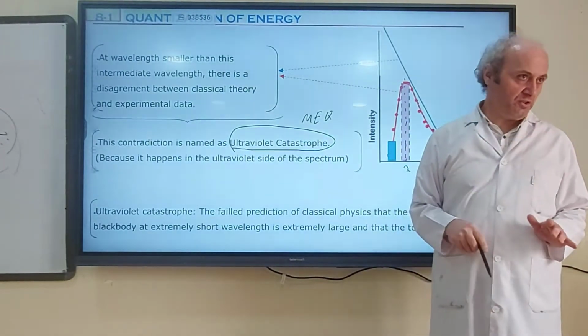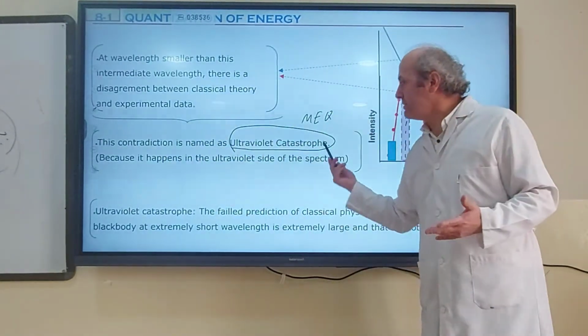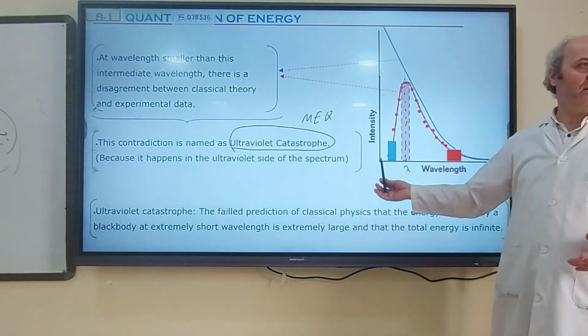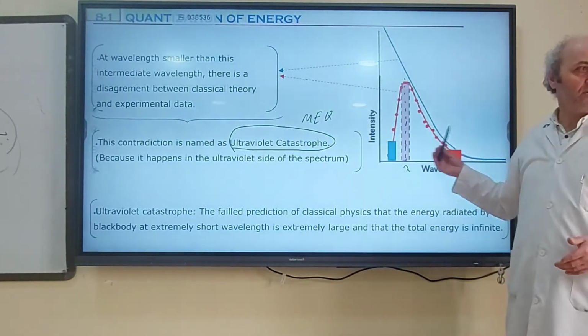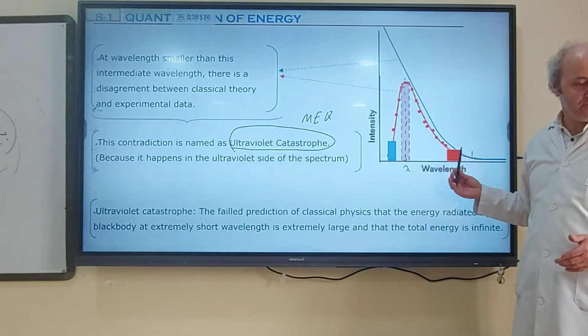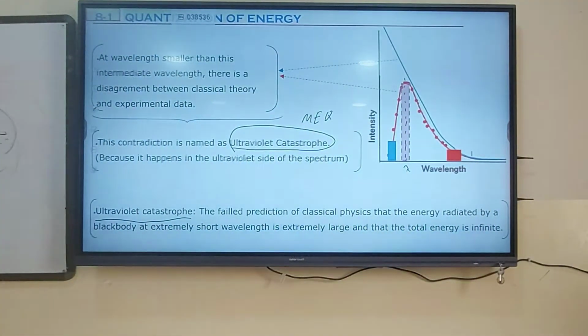This is the definition in this exam question. Because it happens where? In the ultraviolet side of the spectrum. Because the left side is ultraviolet, the right side is infrared. So now this is the definition of the ultraviolet catastrophe in your book.